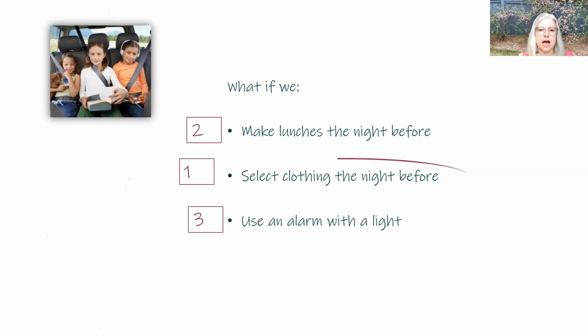So these are 3 hunches or 3 theories. And then you can sort of prioritize them and decide which one you're going to do first. So in this example, it's decided that we're going to select clothing the night before. That's the first thing we're going to try.